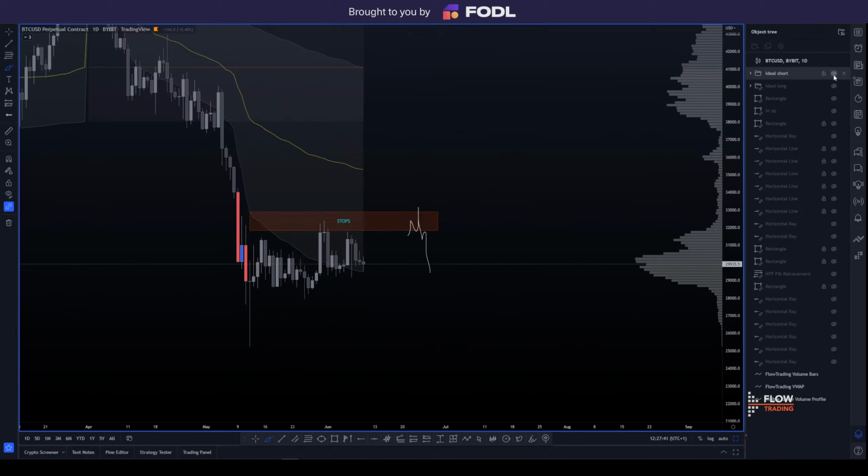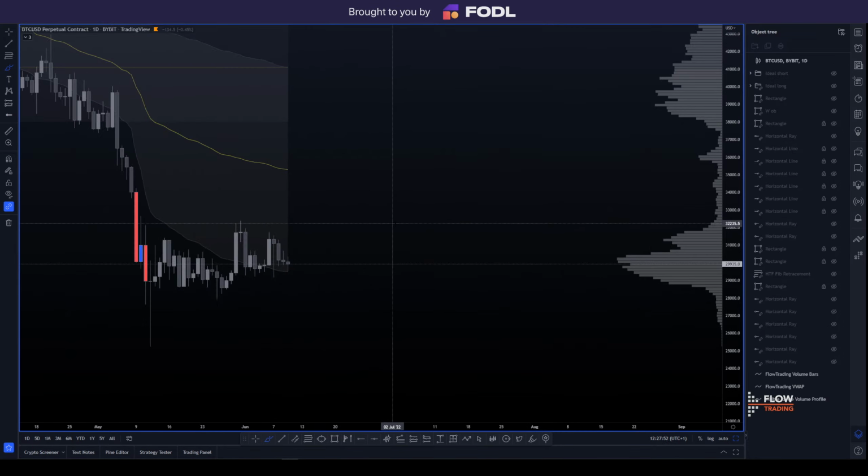And the opposite is true for the short, okay? Are the bulls trying to push the price up? Are they successful? If they're not successful and the price falls back inside the range, then we're going to go much lower. Okay, so that's basically what we could expect here on Bitcoin.